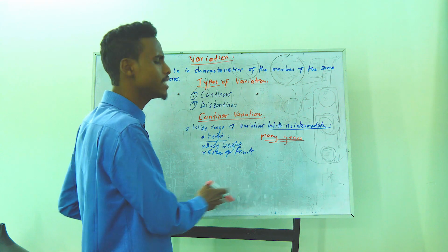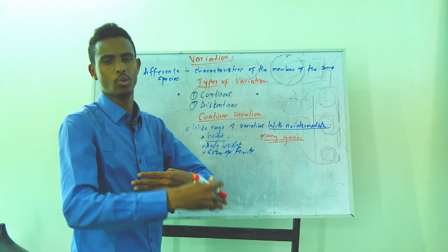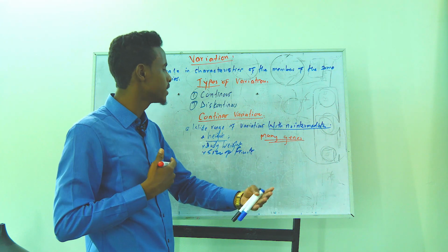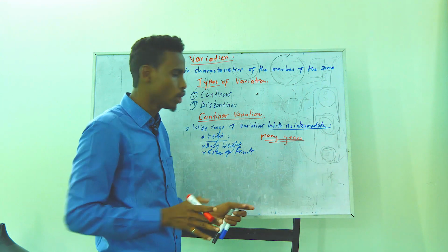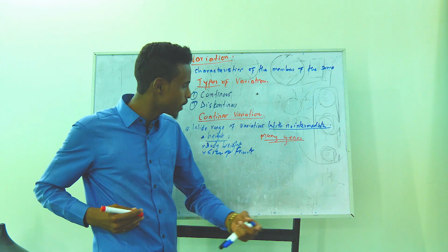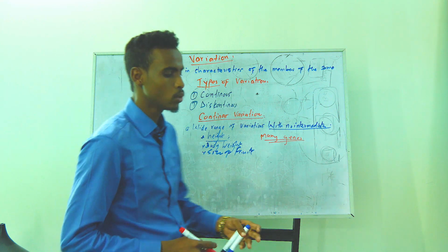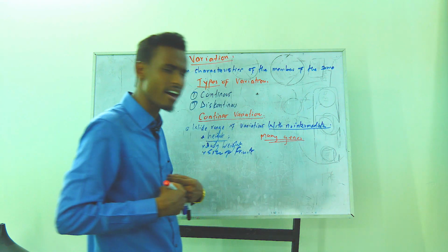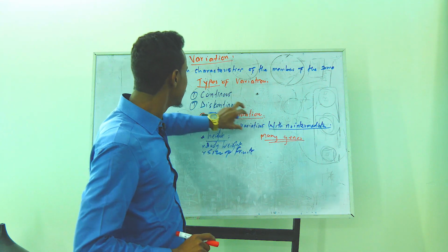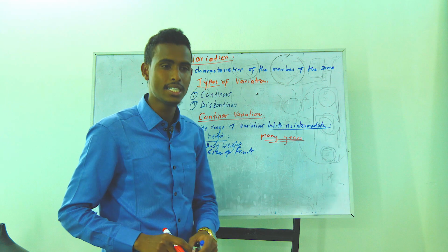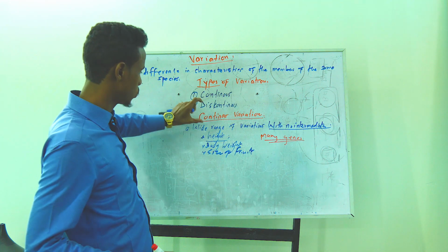But when these identical twins are subjected to different environmental conditions, or one of them is being subjected to a better diet while the other one lacks the better diet, we're going to realize that one of them is going to grow big in body size while the other one will not. Yet they have the same genotype. Because body weight and height are basically a type of continuous variation.